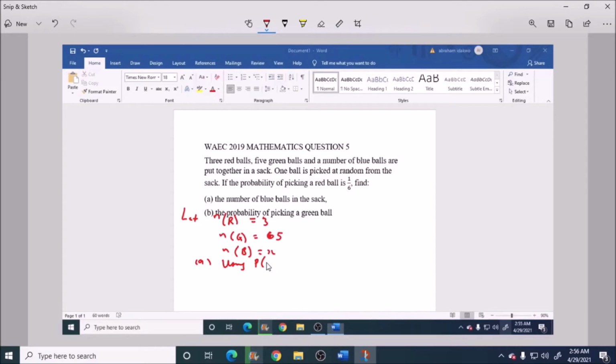So here we can say that the number of blue balls in the sack is equal to 10.